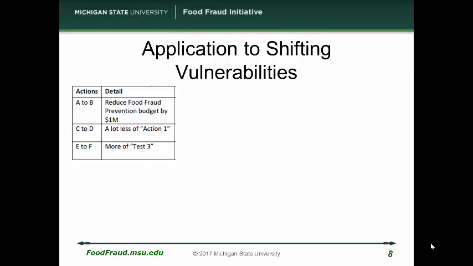From C to D will be a lot less of action 1. So this is something where there's some testing or some countermeasure in place, a lot less. And E to F will be more of a certain type of test or certain activity. So right now, we don't have a way to judge whether this is good or not.